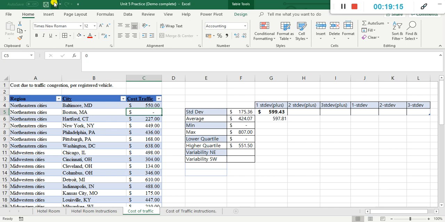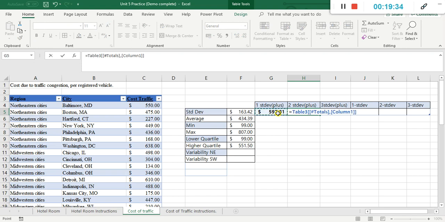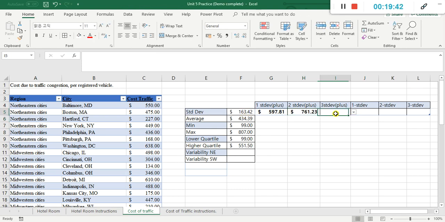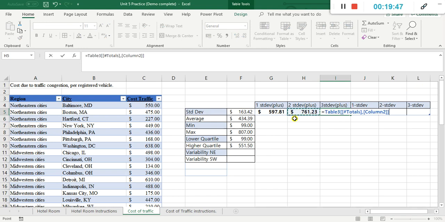Okay, let me go back. Okay, this one we have it there, right? So in this case we have this plus this value. Now what I can say, 2 standard deviations. So that means whatever you find in this cell plus this cell, that's 2 standard deviations. Then whatever you find in this cell plus this one is 3 standard deviations.